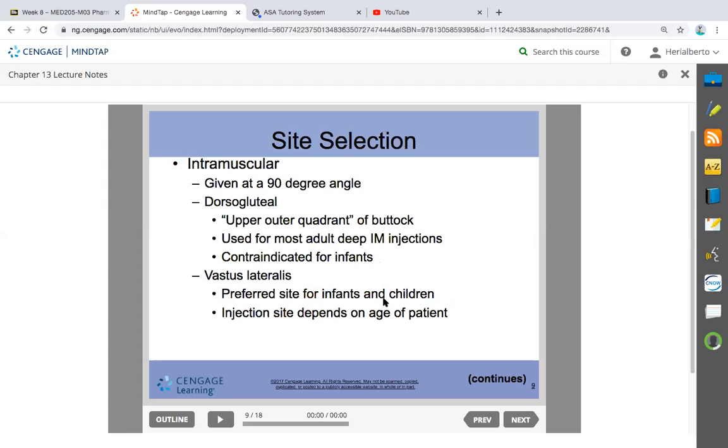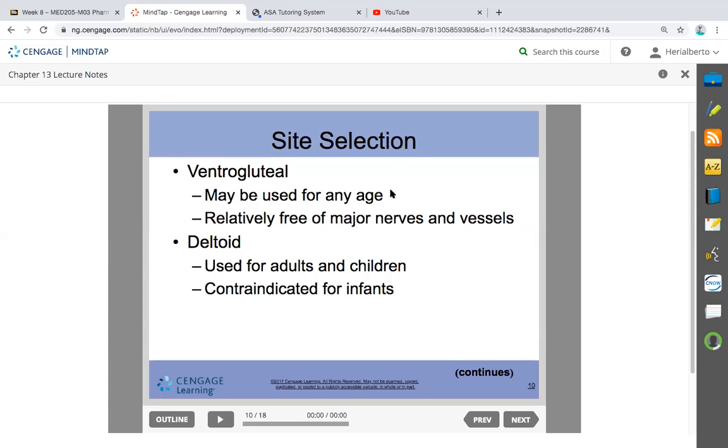The thigh muscle is preferred for infants and children. Injection site depends on age of the patient. Site selection: the ventrogluteal may be used for any age, relatively free of major nerves and vessels. Also, the deltoid, the shoulder, is used for adults and children. It's contraindicated for infants.